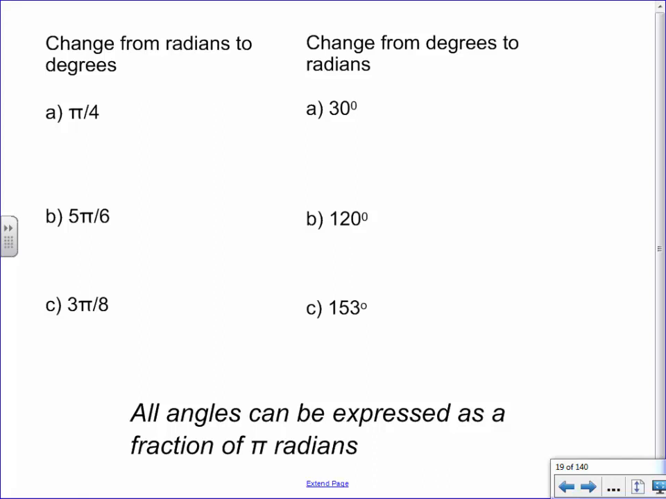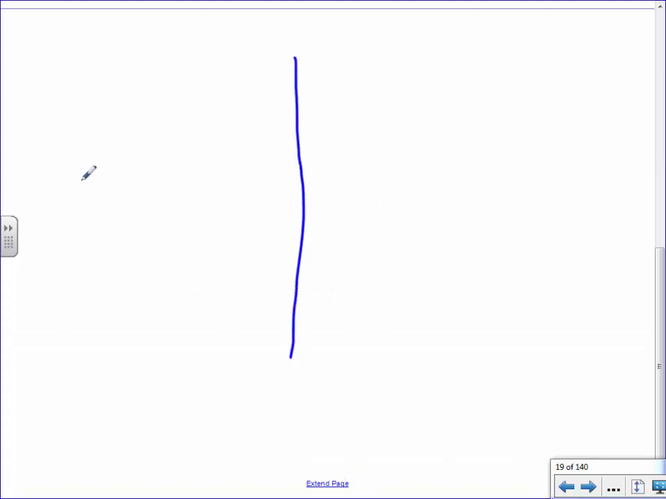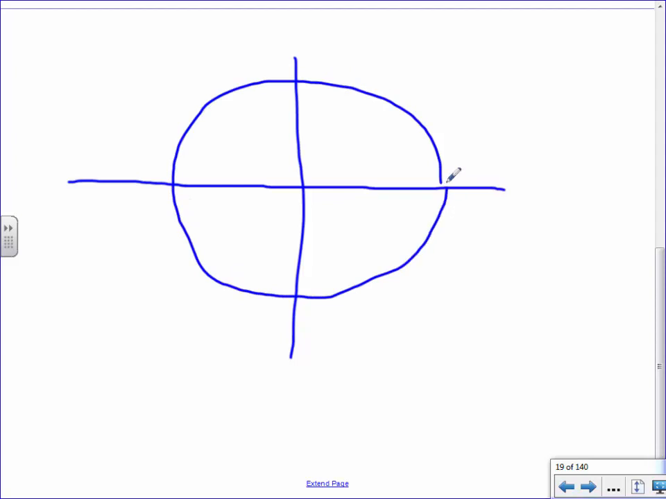Let's try the first one here. Let's try to find pi over 4 as degrees. Before I do that, we should actually graph what pi over 4 is so you get an idea of it. So I'm going to make a big circle here. This is like your whole pizza. How far is it all the way around the whole circle again? You guys remember? 6.28. So all the way around the circle is 2 pi.